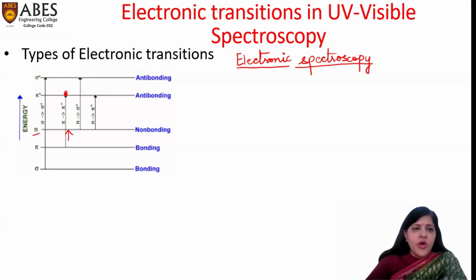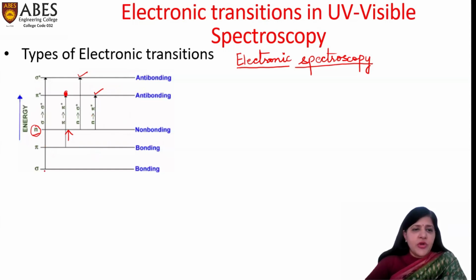Next, we have non-bonding electrons, which means lone pair. Lone pair can show two transitions. They can absorb energy and move to sigma antibonding, and they can also move to pi antibonding. So basically, we have four types of transitions in UV visible spectroscopy on absorption of UV radiation or visible radiations by the concerned electrons.